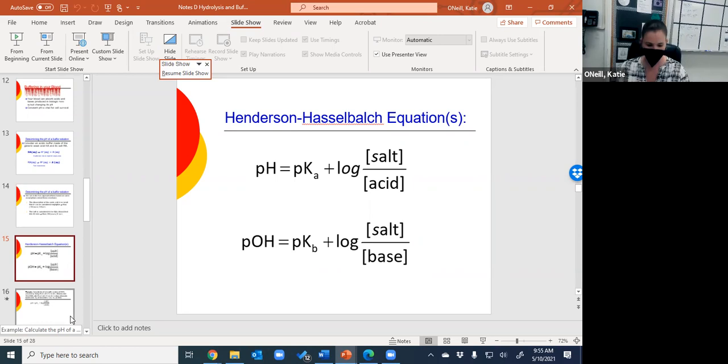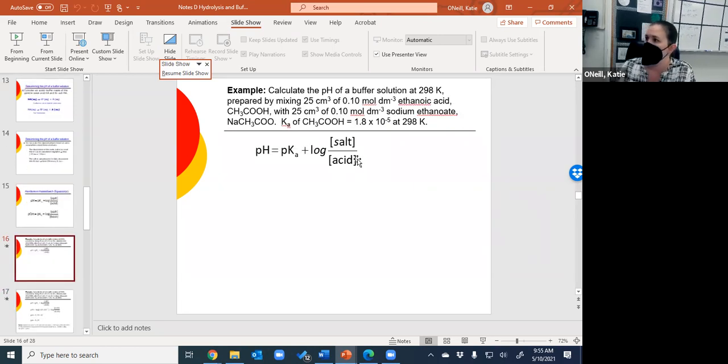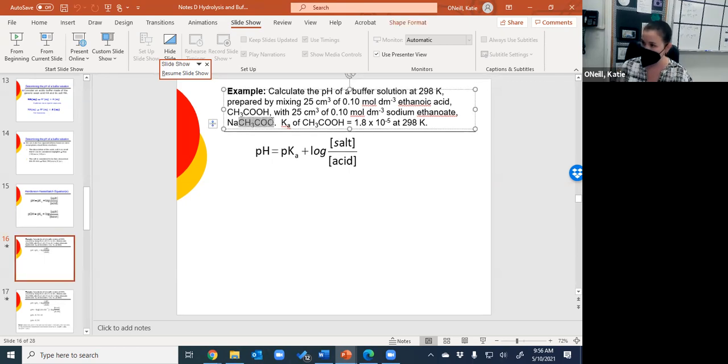So here's our first math problem. We're going to calculate the pH of a buffer solution at standard temperature, 298 Kelvin, which is 25 degrees Celsius. We're going to mix 25 cubic centimeters or 25 milliliters of 0.1 molar ethanoic acid, which is the same as our acetic acid, CH3COOH, which you should know is our weak acid. We're going to mix it with the same volume of the same concentration of sodium ethanoate, which is basically CH3COO acetate attached to the sodium.